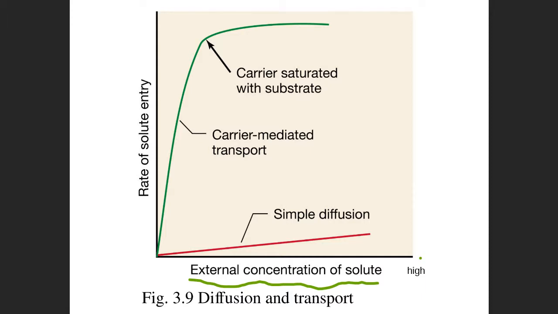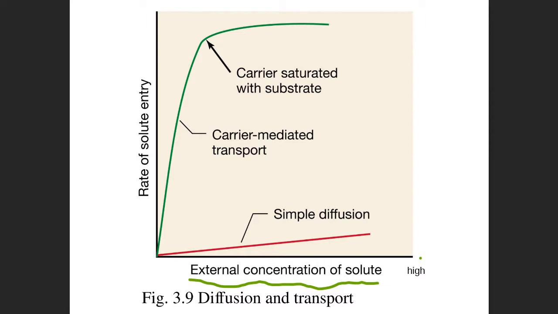And then if you look at the rate of solute entry, they measure by how fast it comes into the cell. If this is very slow, right? But it's concentration dependent. The higher the concentration, the more you get in, but very slow. And so this is a typical transport pattern for diffusion. And this is a typical transport pattern for carrier-based, like having a transporter.